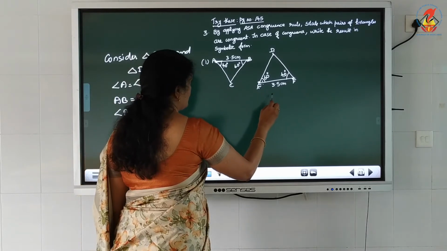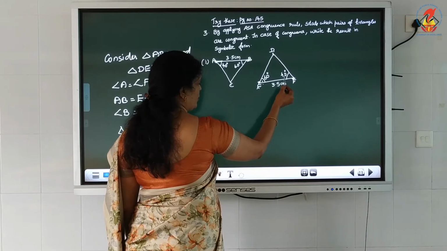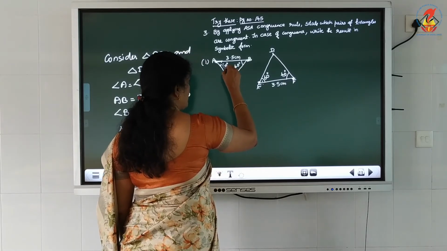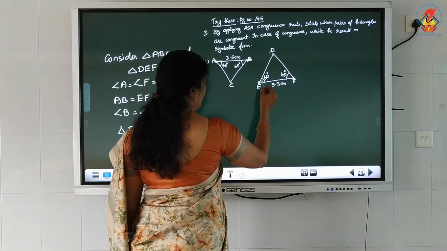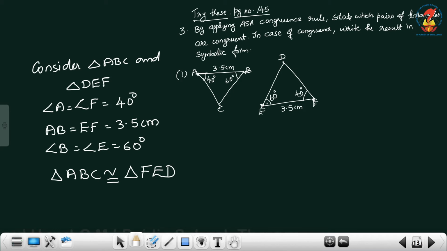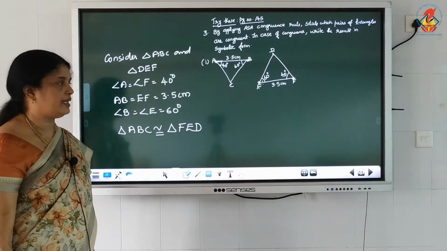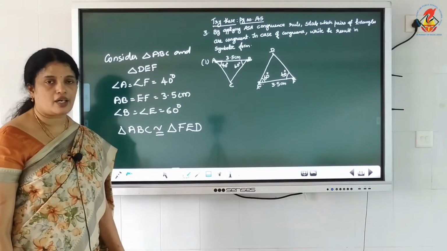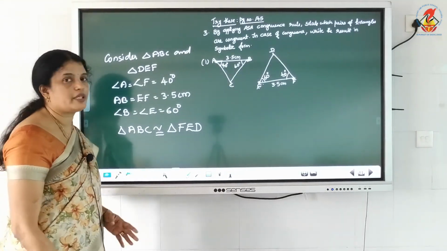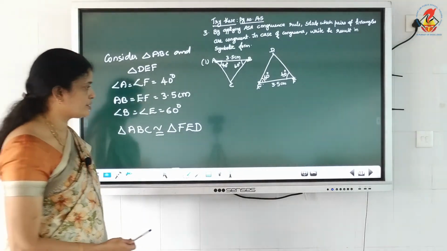First you start from the vertex A, next B and C. In the same order, you should start from F. Angle F is 40 degree, angle A also 40 degree. F, E, D. Matching the same sides, you should write in the same order. Triangle ABC congruent to triangle FED. By ASA congruence criterion we can write triangle ABC congruent to triangle FED. This is the symbolic form of these congruent triangles.